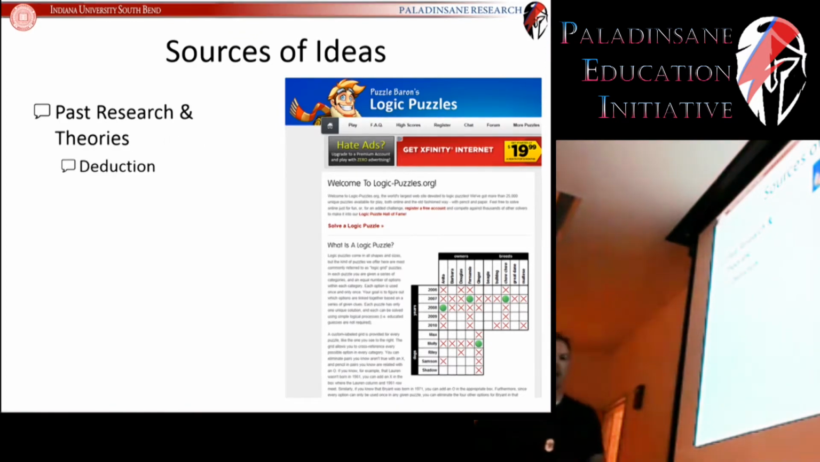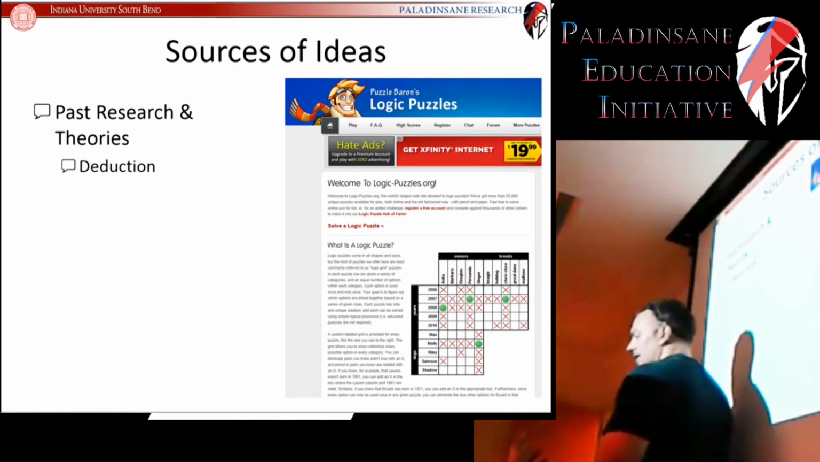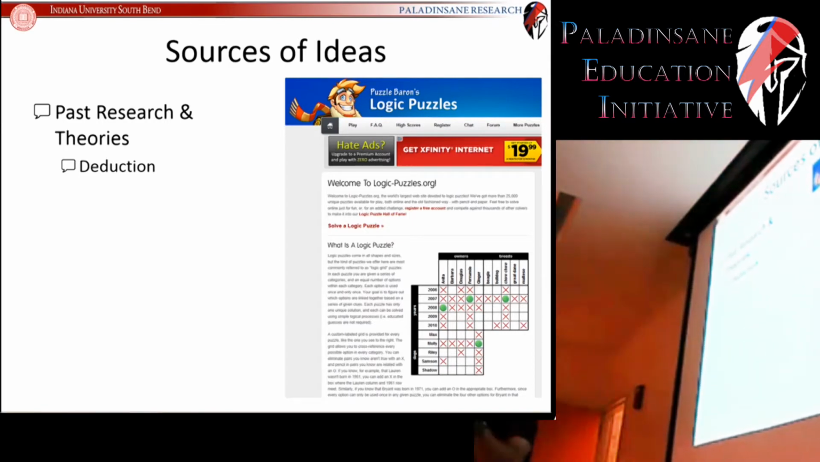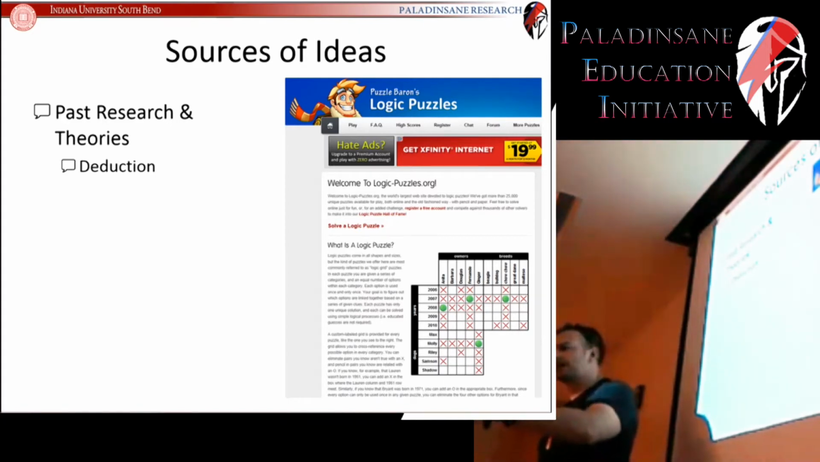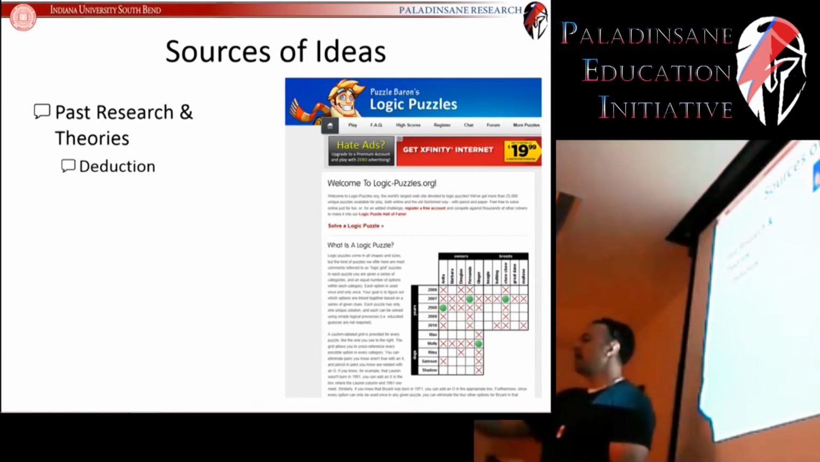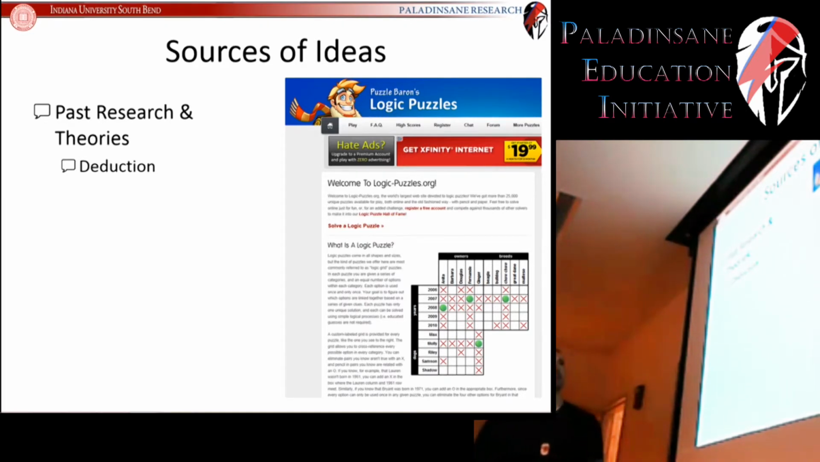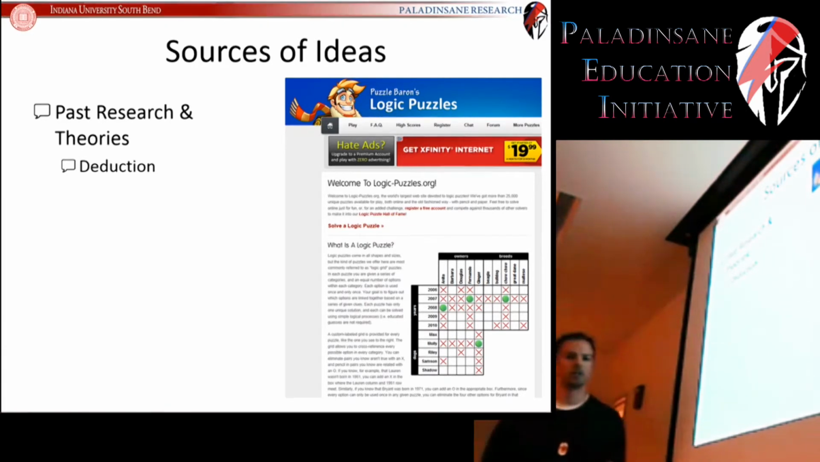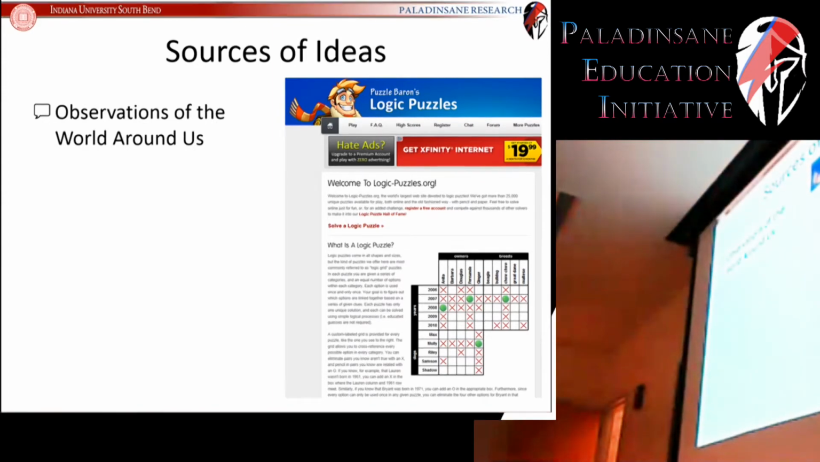So in terms of past research and theories, oftentimes, as I alluded to, you need to use deduction. You need to say, this is what one theory says, this is what another theory says, and if I combine the two, I can come up with this new idea, this new source of information, this new prediction, this new piece of knowledge. All right, so that was past theories and past research.